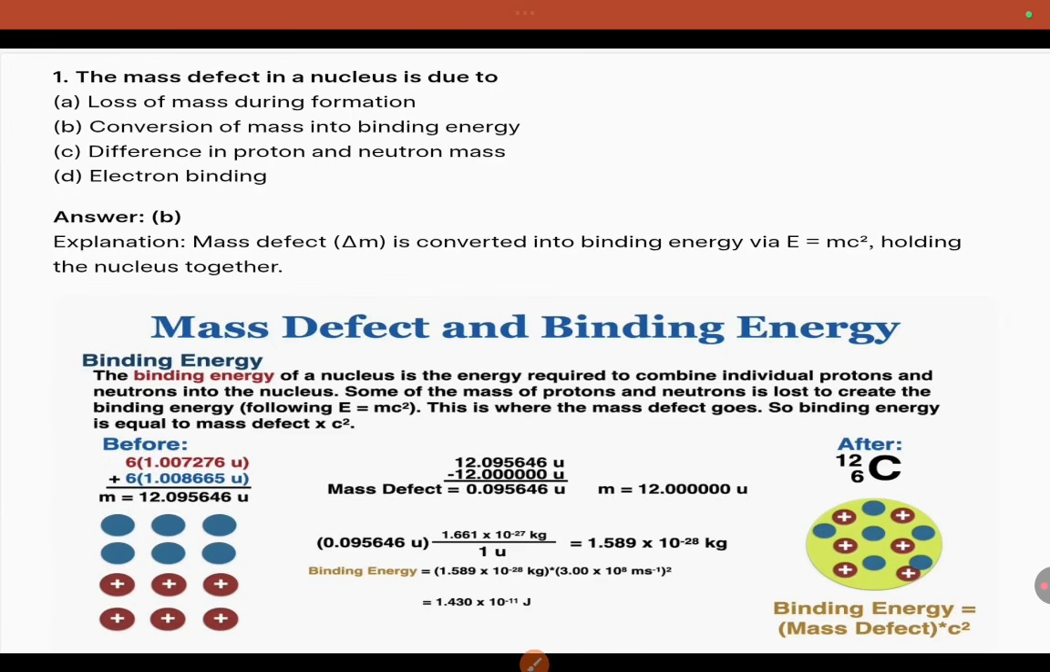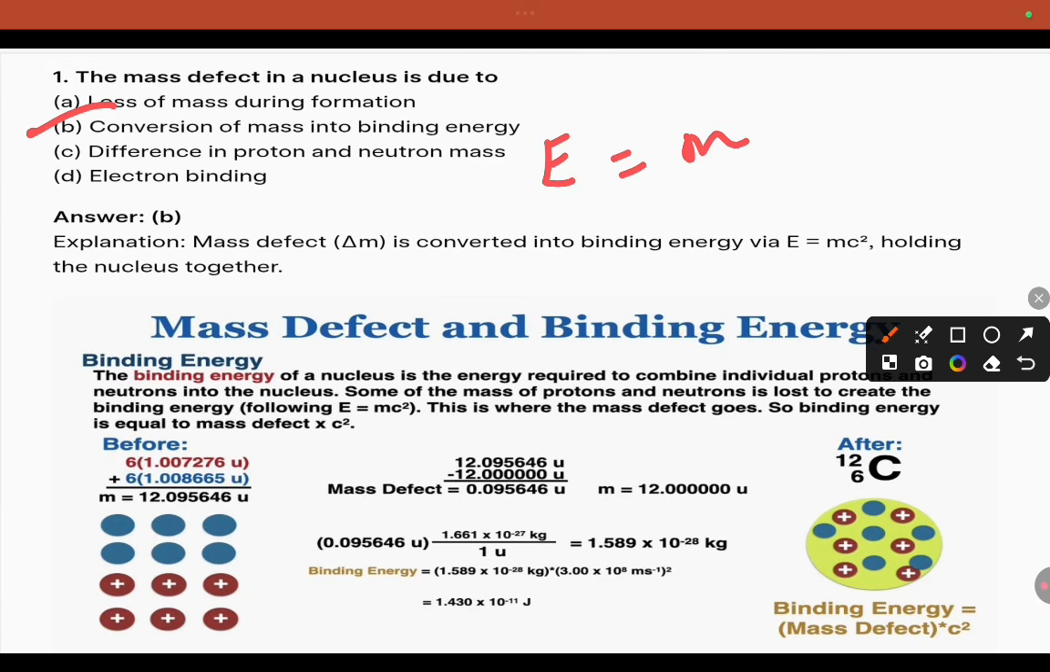The mass defect in the nucleus is due to what? Options: loss of mass during formation, conversion of mass into energy, difference in proton and neutron mass, or electron binding. So here the answer is conversion of mass into energy, E equals mc squared, according to Einstein's mass-energy theorem. Mass defect is converted into binding energy via E equals mc squared, holding the nucleus together.